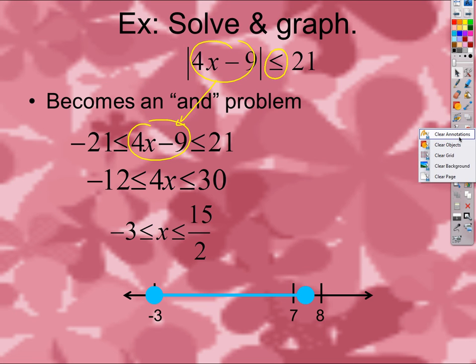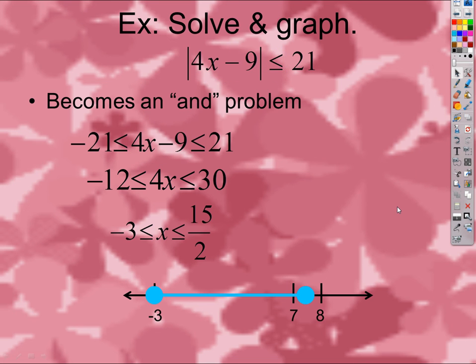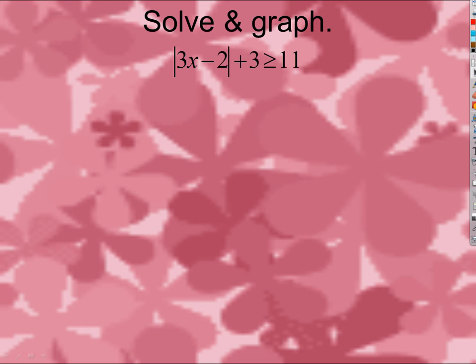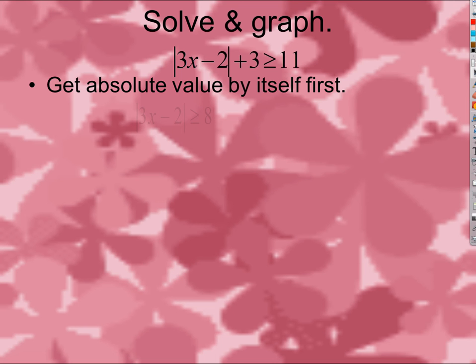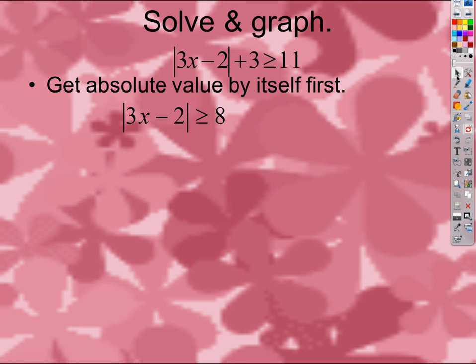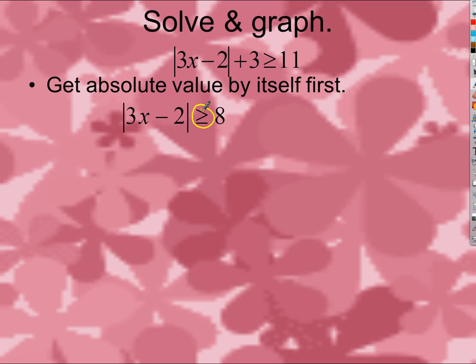Okay, one more. What about this guy? What do I have to do first before I even start? Good. Subtract 3 from both sides. Get the absolute value by itself. Okay, now that I've got the absolute value by itself on one side of the inequality, I gotta focus on the inequality sign. It's a greater than inequality.